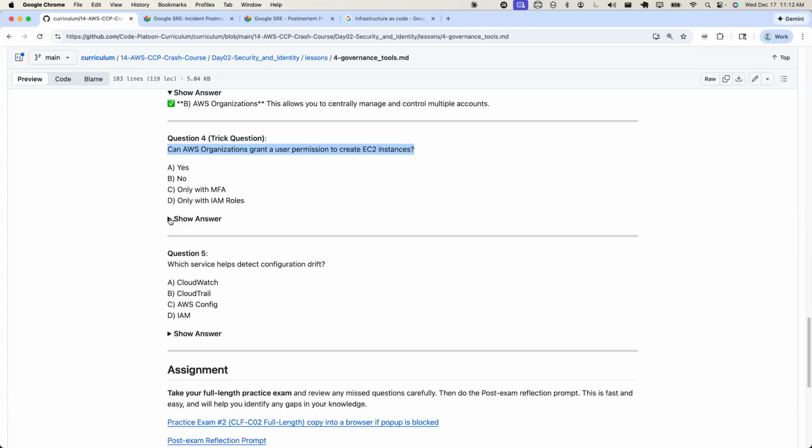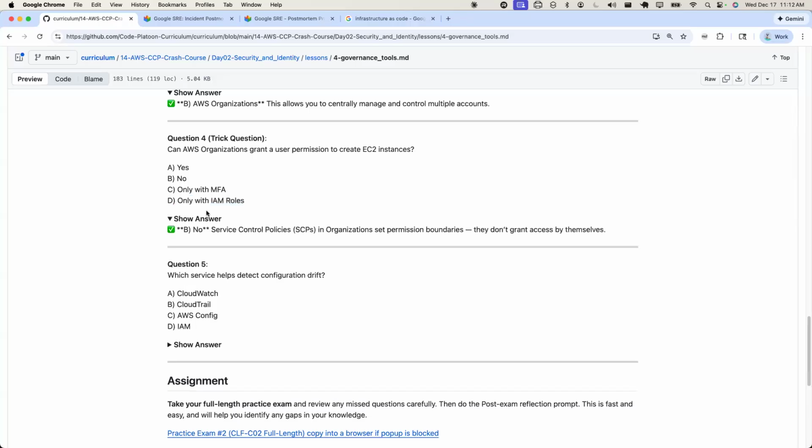And this one's a bit trickier. I'm actually not sure myself. If we walk through it, I'm sorry, I was muted. I want to say D only with IAM roles. Oh, I was honestly with you on D as well. So organizations only set the boundaries of where rules are applied. They don't actually grant access by themselves.